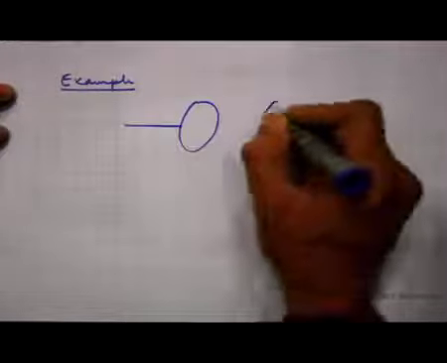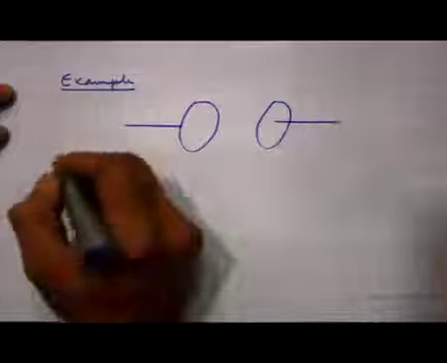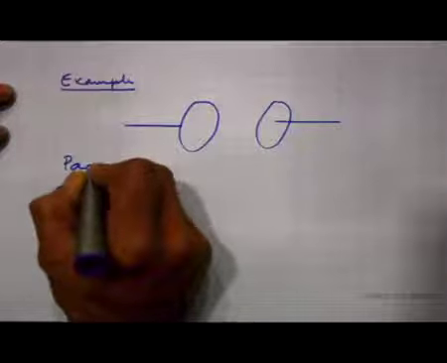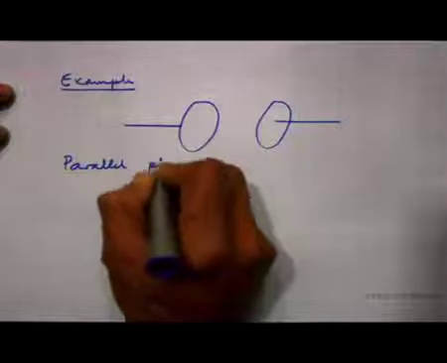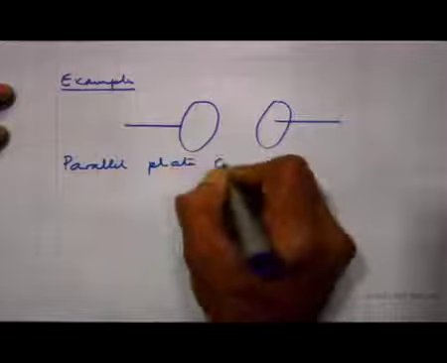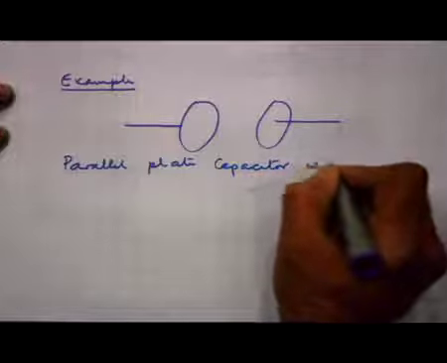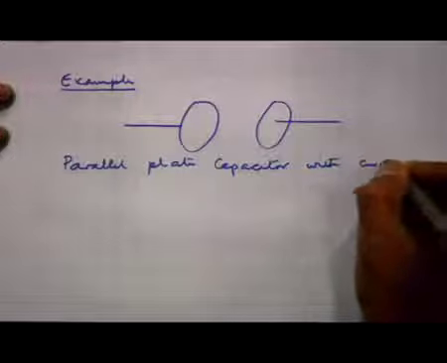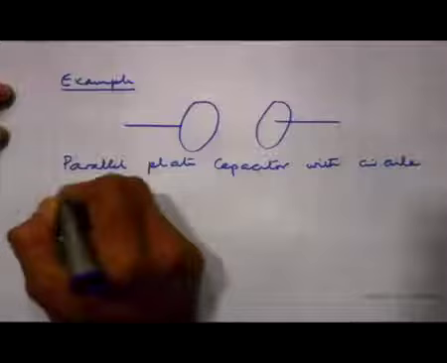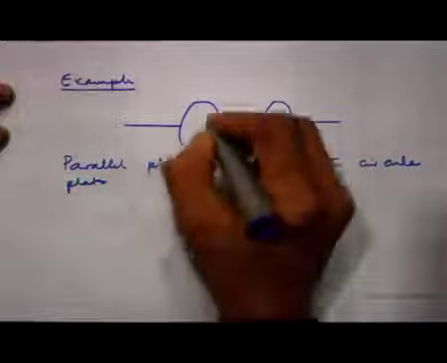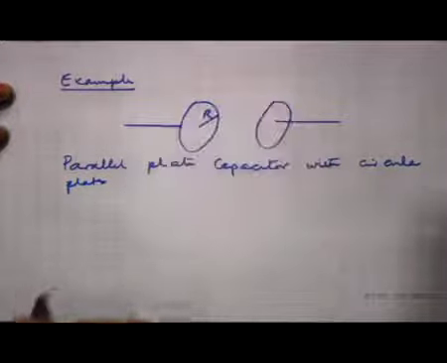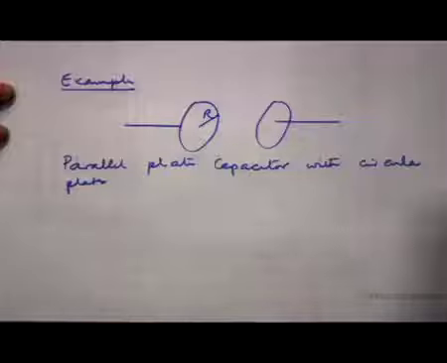An example we started looking for is a capacitor with circular plates. So, that is a parallel plate capacitor with circular plates. Let me assume the radius is r, and the electric field here.